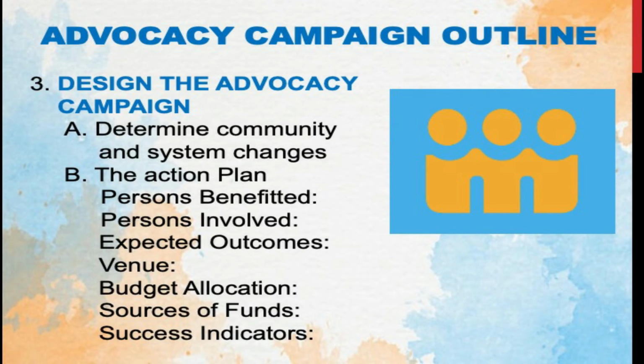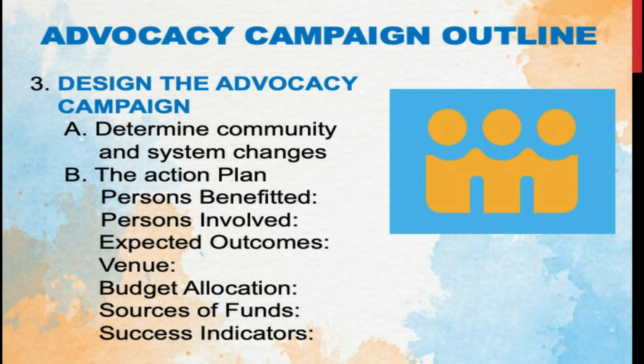Next is to design the advocacy campaign. Here, we have to determine the community and system changes. Example, new or modified programs, policies, and practices the group hopes to bring about. Include the specific changes. For example, a new hiring policy sought by the advocacy campaign. Then the action steps required would mean who will do what by when to bring about the specific changes to be sought. I also added very specifically in this part the following things.